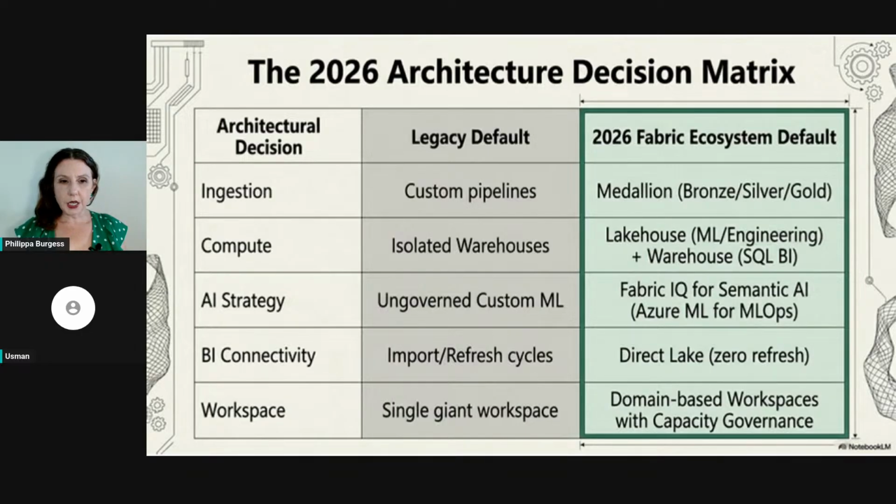So now we've got the architecture decision matrix. You've got to look at ingestion, compute, AI strategy, BI connectivity, and workspace. The legacy default was custom pipelines, isolated warehouses, ungoverned custom ML, import refresh cycles, and a single giant workspace. Now in 2026, your Fabric ecosystem default is medallions: bronze, silver, and gold. Your lakehouses, ML engineering, and warehouse SQL BI. You've got Fabric IQ for semantic AI, Azure ML and MLOps. You've got Direct Lake, which now has zero refresh, and domain-based workspaces with capacity governance.